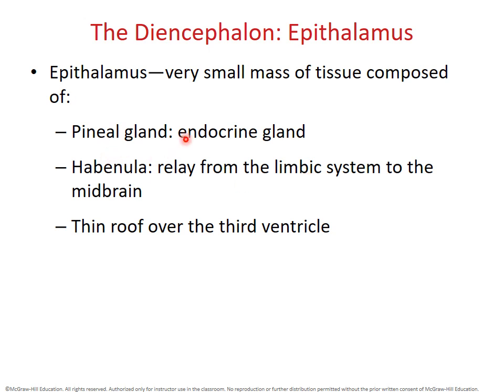But perhaps the most noticeable portion of the epithalamus is a structure called the pineal gland. It is a gland of the endocrine system, but it's also part of the brain, and is shaped like a pine cone, and thereby gets the name pineal gland.